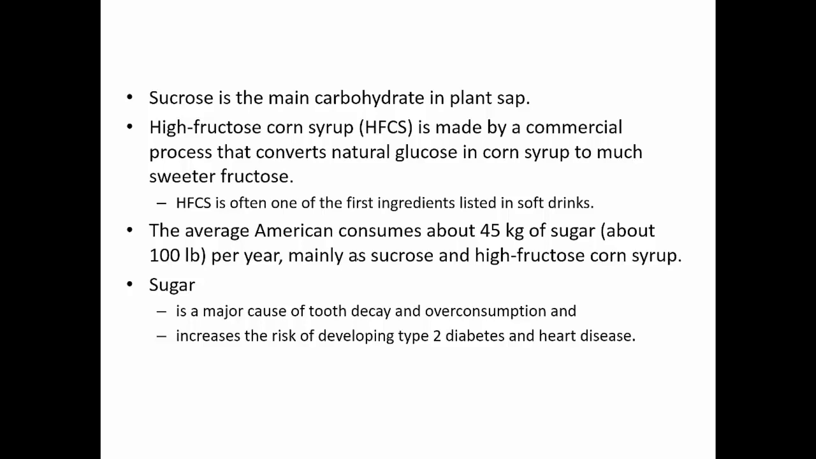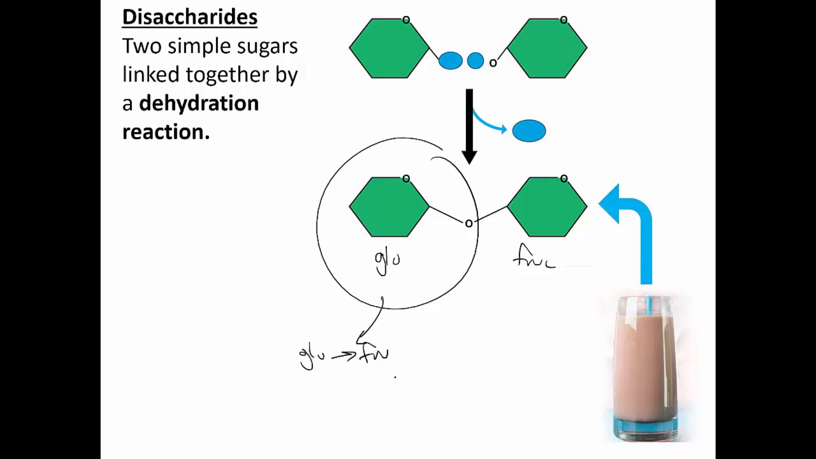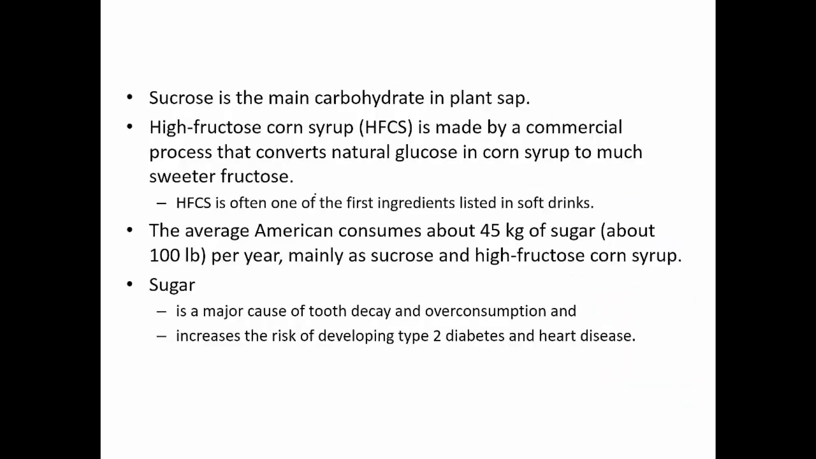Okay, now you've probably heard of high fructose corn syrup as part of our diets. It's not very healthy. This is made in a commercial process that converts that natural glucose in corn syrup to a much sweeter fructose. It's not really just fructose. It's about 55% fructose, 45% glucose, right? And if you think about this, so this would be glucose and this would be fructose. But there are other things. Once you break this in half, there are chemical processes that will actually convert glucose to fructose. That's why high fructose corn syrup has about 55% fructose.